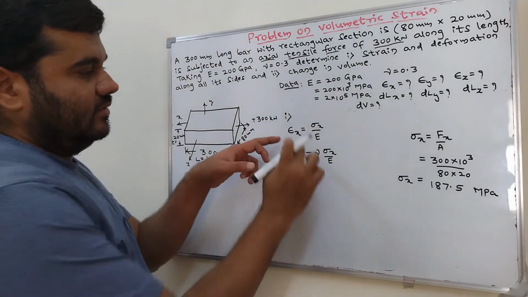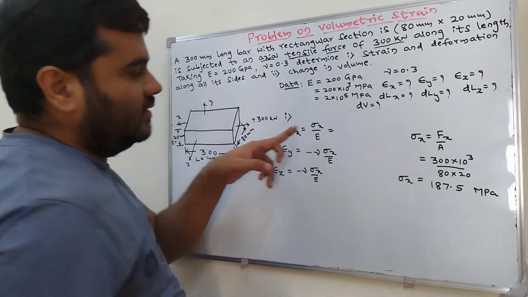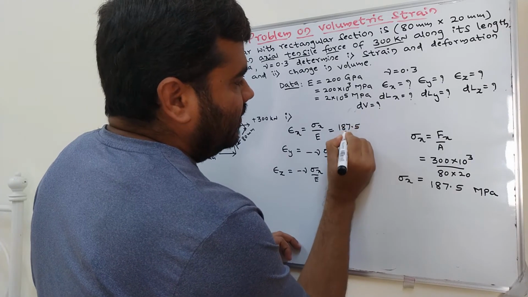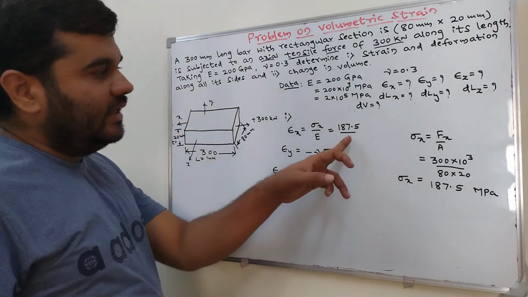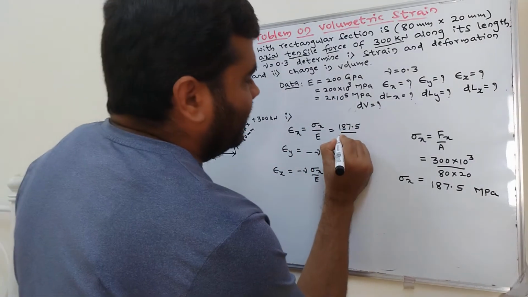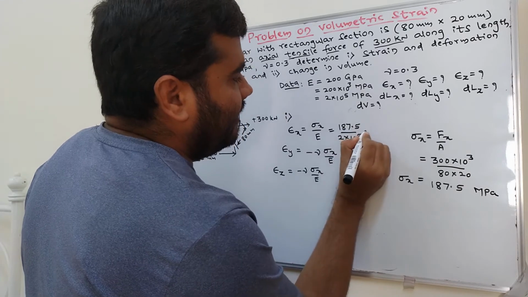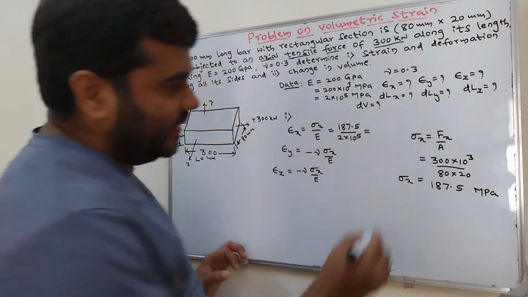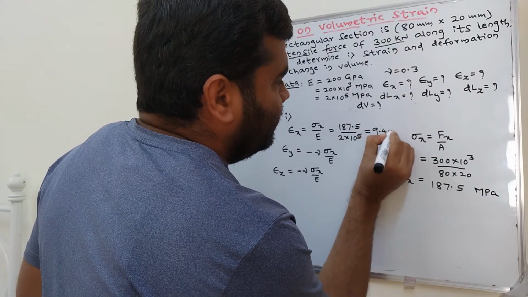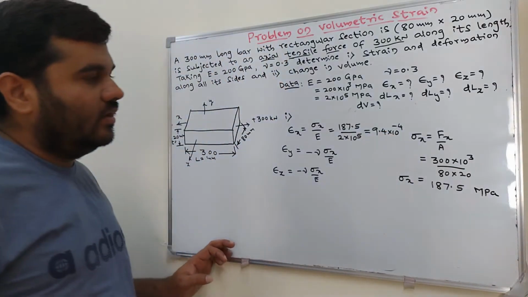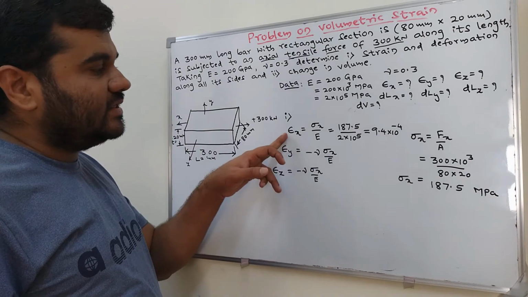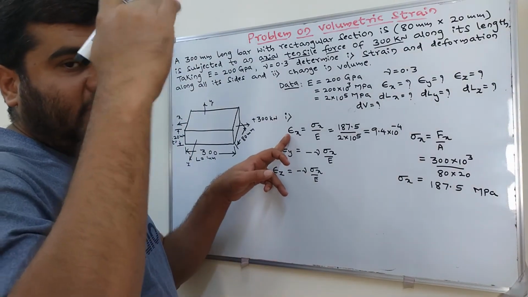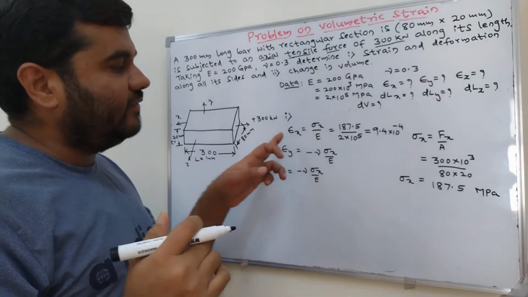Now one by one. Strain in x direction is stress in x direction 187.5 divided by E, Young's modulus, 2 into 10 raised to 5. This will be equal to 9.4 into 10 raised to minus 4. We don't have any unit here because strain is change in length divided by original length, so the units cancel. There is no unit for strain.